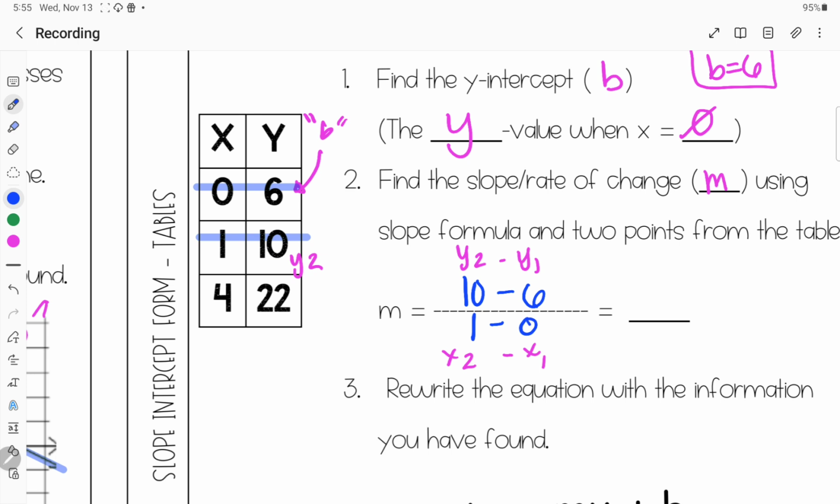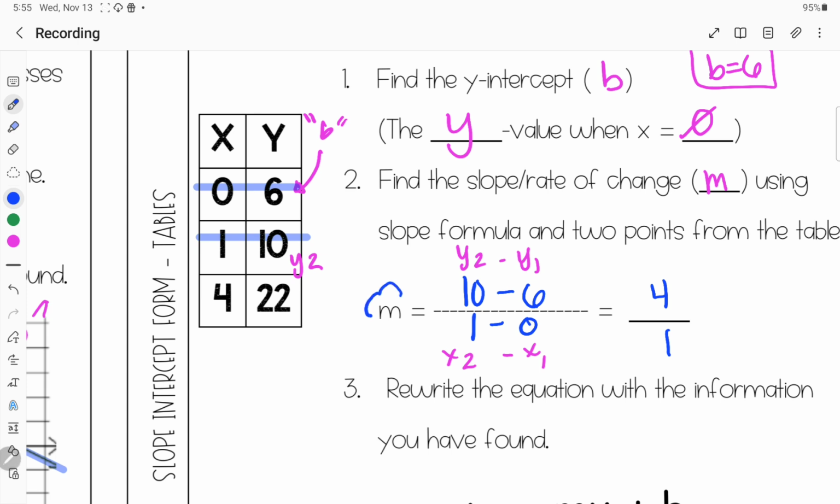Now, you're going to plug it right in your calculator. You're going to hit your fraction key. On the top of your fraction, you're going to type in 10 minus 6. On the bottom, you're going to type in 1 minus 0. Your answer is going to come out as 4. I'm going to put it over 1 just so you remember, rise 4, run 1. But 4 is your final answer.